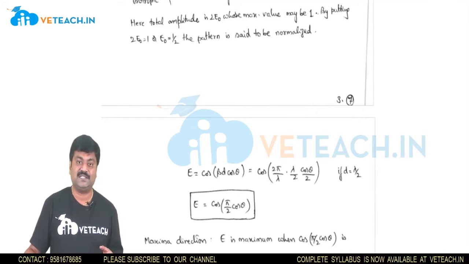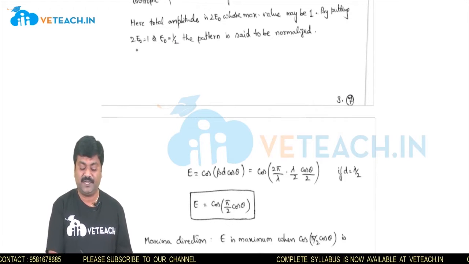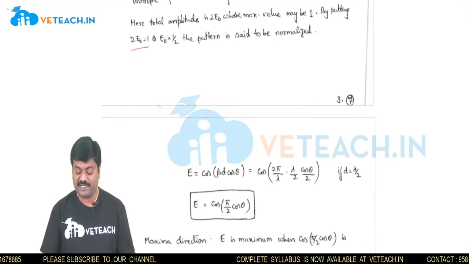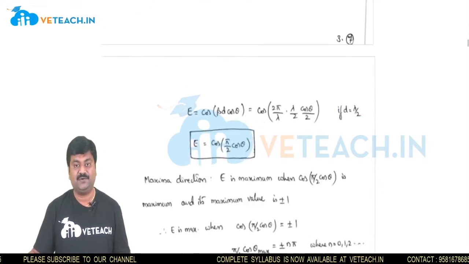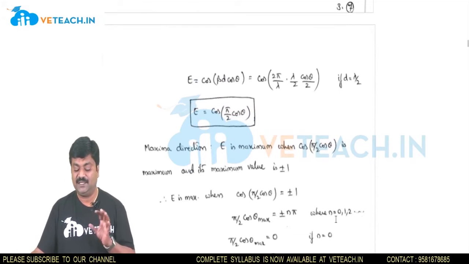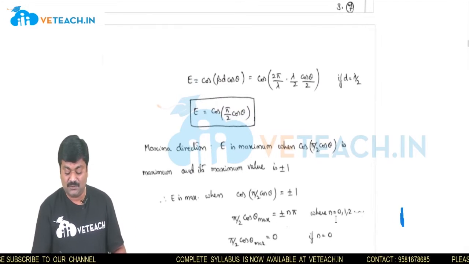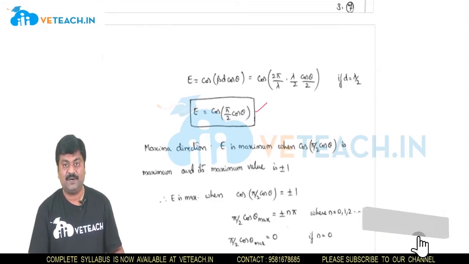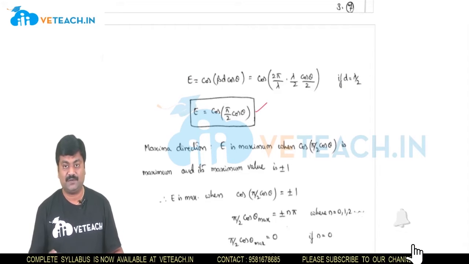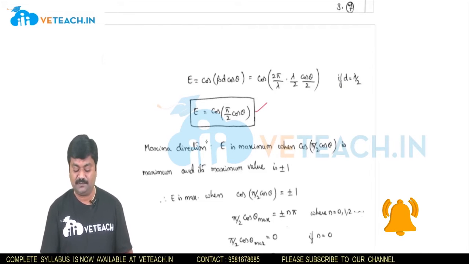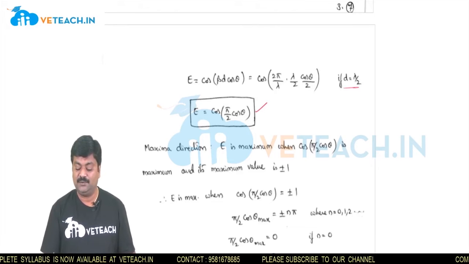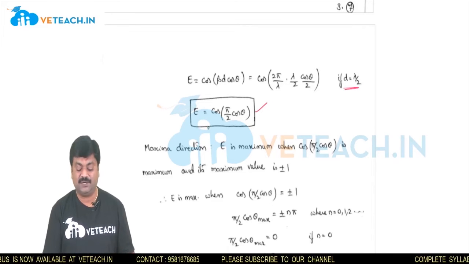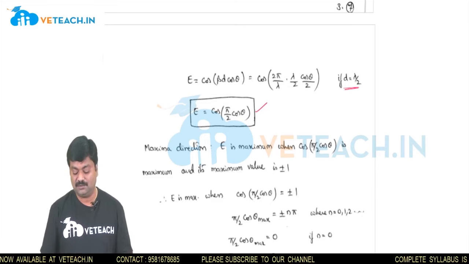To normalize this expression, we take 2 E0 as 1. When 2 E0 is taken as 1, I will have E equals cos of beta d cos theta by 2. Calculating with d equal to lambda by 2, because I am using half-wave dipoles, lambda by 2 needs to be used here. On substituting the values, I get E equals cos of pi by 2 cos theta.